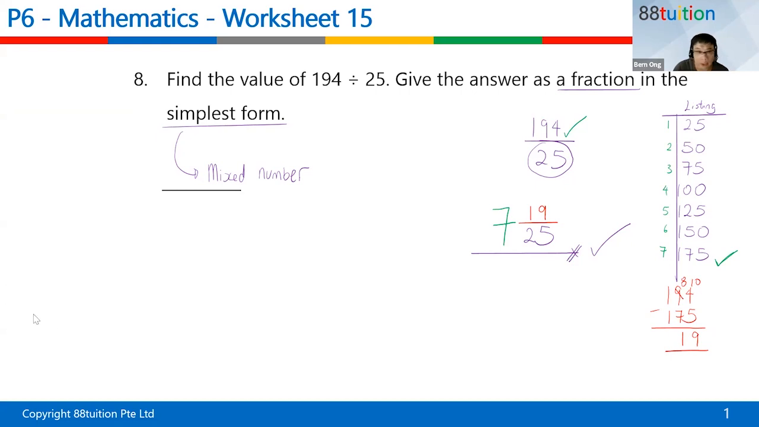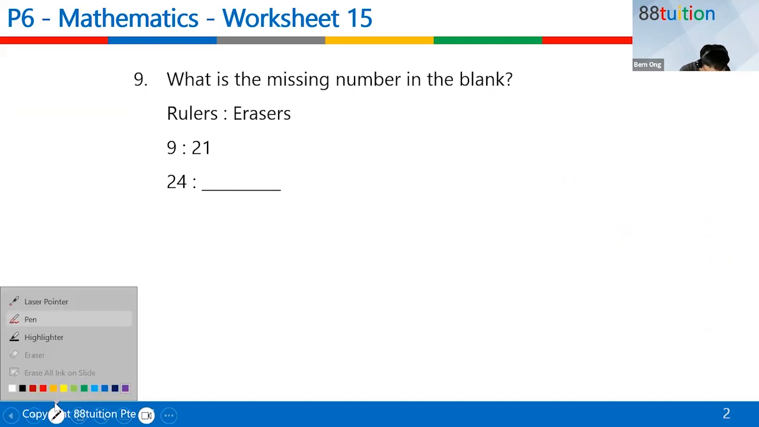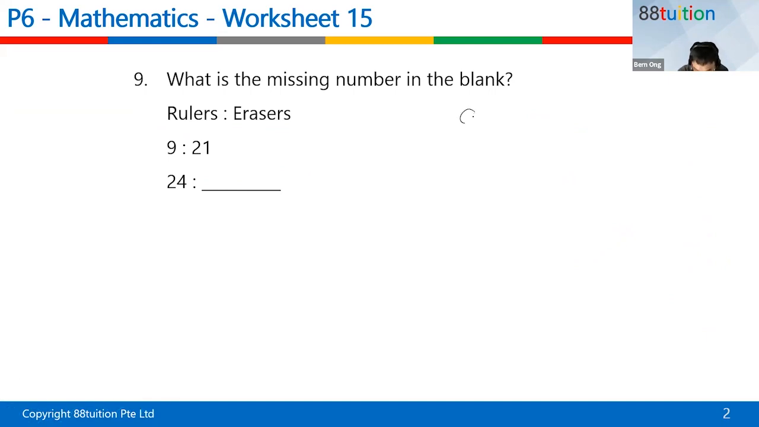Next, question 9 is very simple. It's a ratio question. Whenever you get a ratio question, like for example 9 is to 21, or a fraction question, you have to always reduce to the simplest form. It's a standard. Matthias, can you hear me now? Yes, okay. Very good.